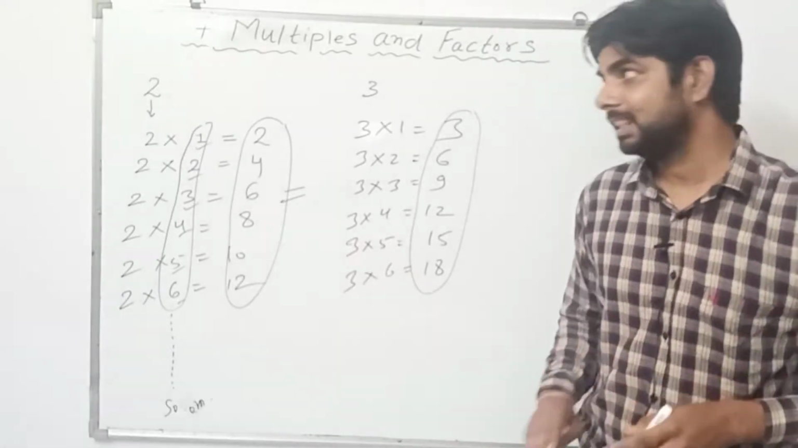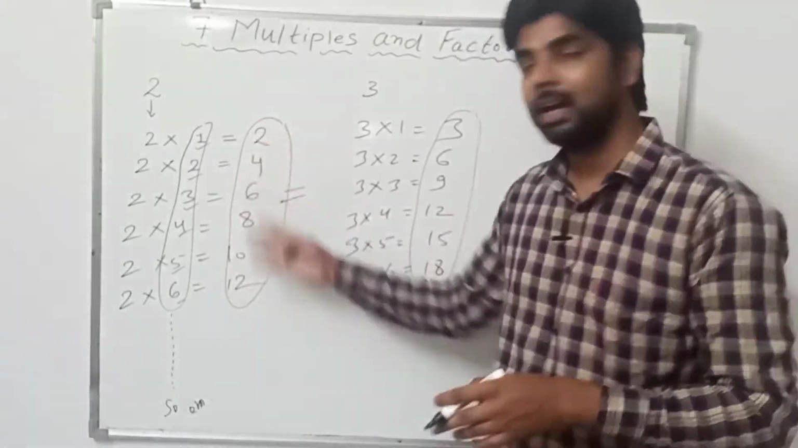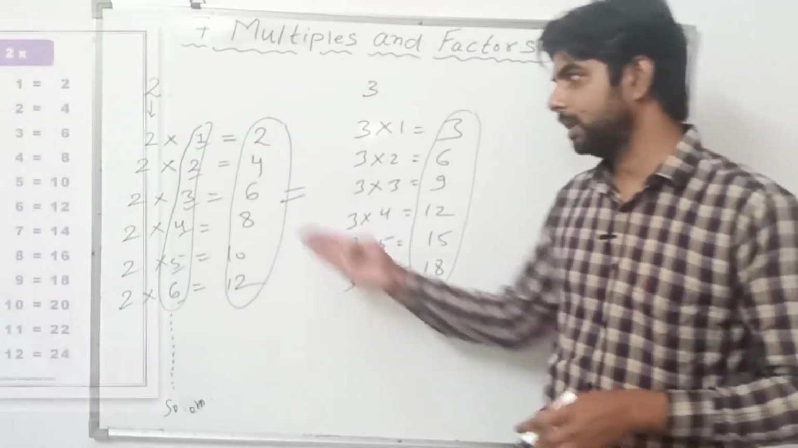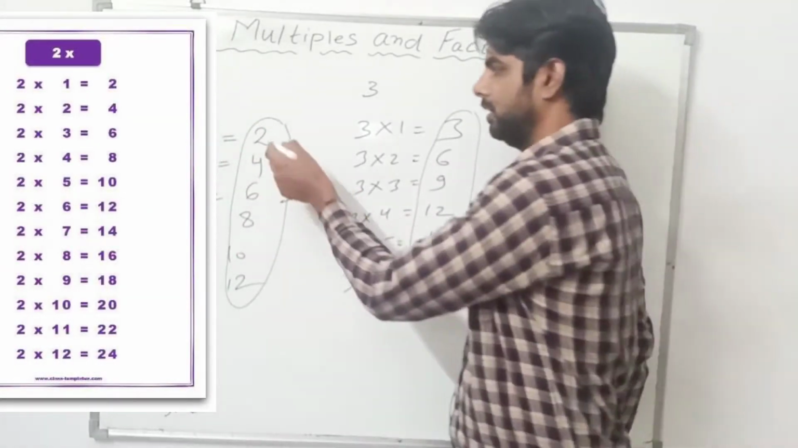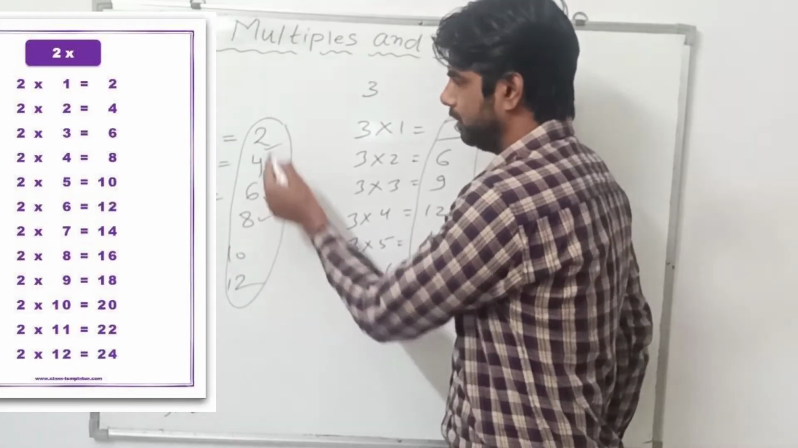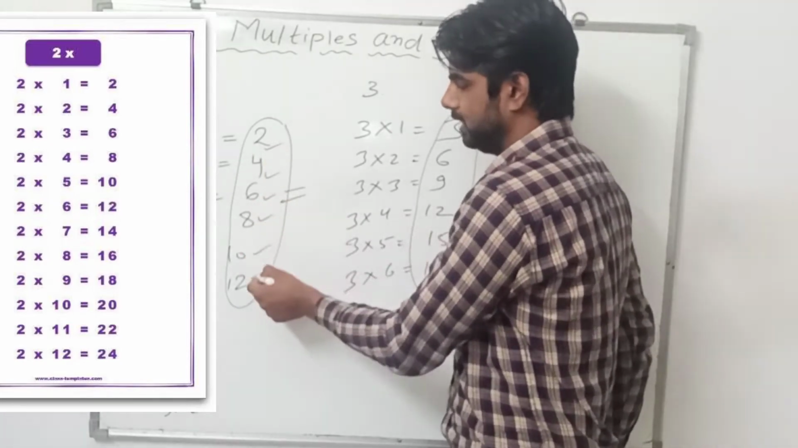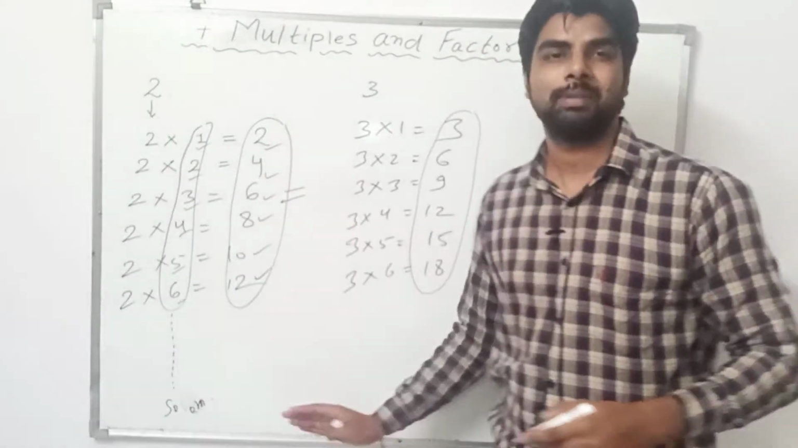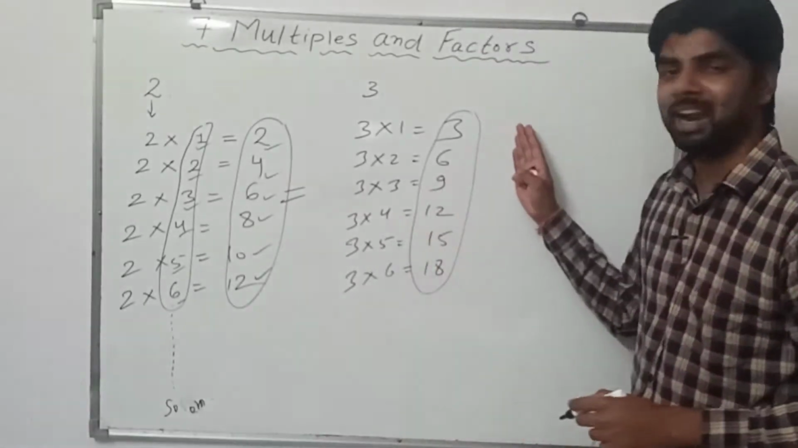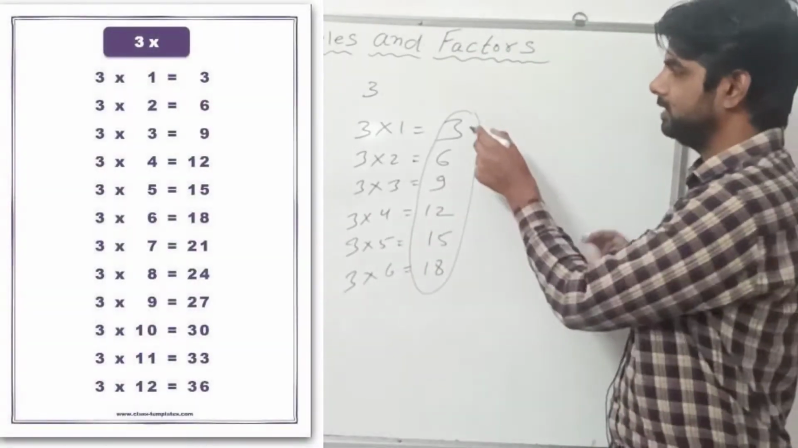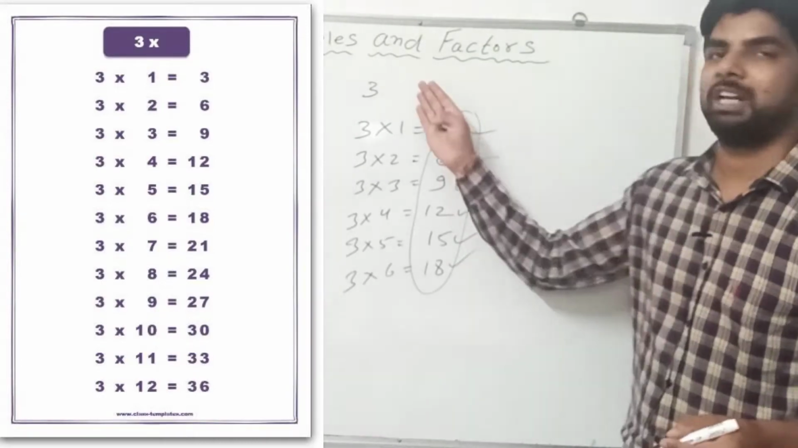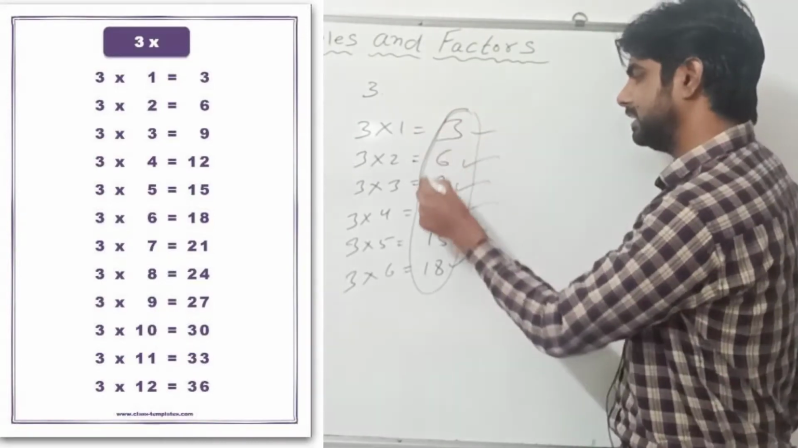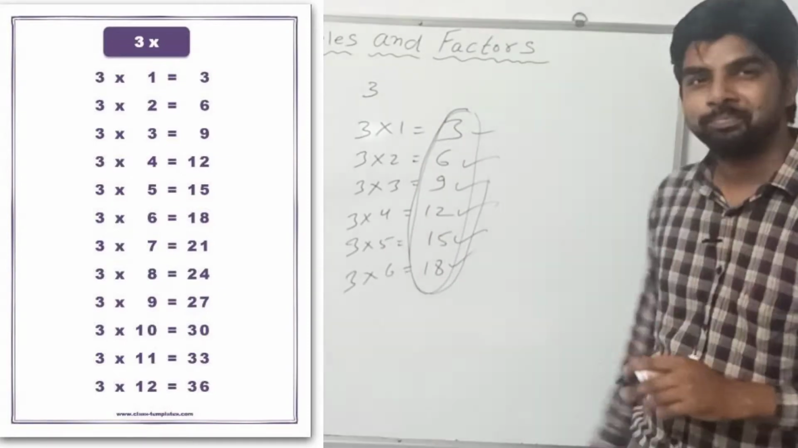In short, we can say that multiples of numbers are the table of that number. If we write the table of a number, we will get its multiples. Here we are writing the table of 2. 2 ones are 2, 2 twos are 4, 2 threes are 6, 2 fours are 8, 2 fives are 10, 2 sixes are 12. So all these numbers are multiples of 2. Here we are writing the table of 3. 3 ones are 3, 3 twos are 6, 3 threes are 9, 3 fours are 12, 3 fives are 15, 3 sixes are 18. So multiples of 3 are 3, 6, 9, 12, 15 and 18.